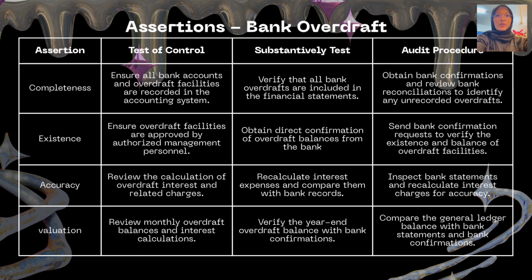Alright, now I will continue with the audit session for bank overdraft. The first one is completeness. The objective of this session is to ensure that all bank overdraft facilities and balances have been completely recorded in the accounting record. The auditor wants to make sure that the company has not omitted any overdraft accounts or outstanding balances.